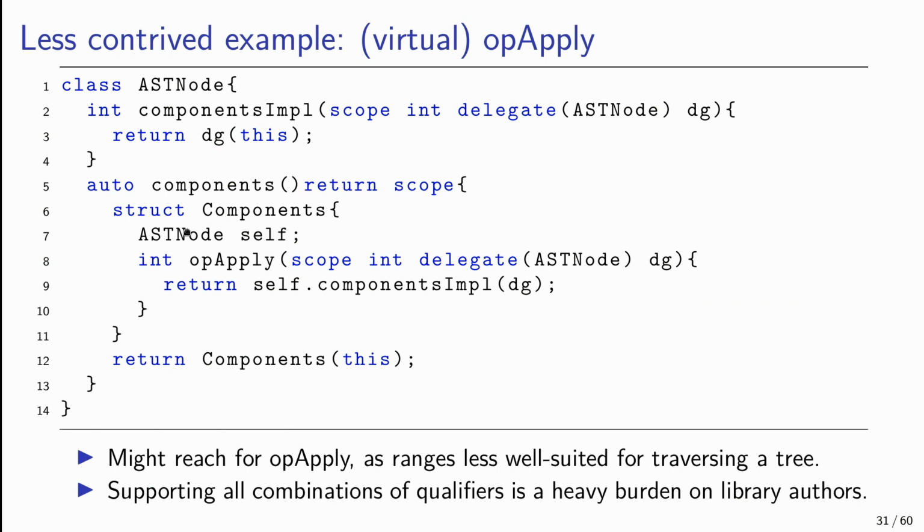A less contrived example that often comes up in practice is the virtual opApply. We have some AST nodes, we have some components, we iterate over them with opApply. In practice, people now have to write opApply for all combinations of qualifiers on opApply and the delegate. This is a burden on library authors. In practice, most library authors only decide to support some subset of qualifiers. So maybe they will require the callers to pass in a safe delegate, or the opApply will not be safe, and so safe callers cannot call it, and so on.